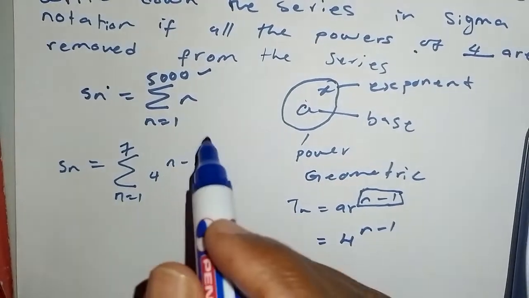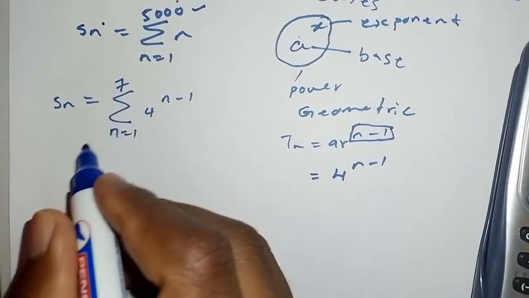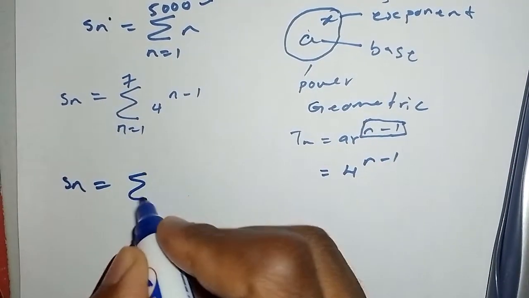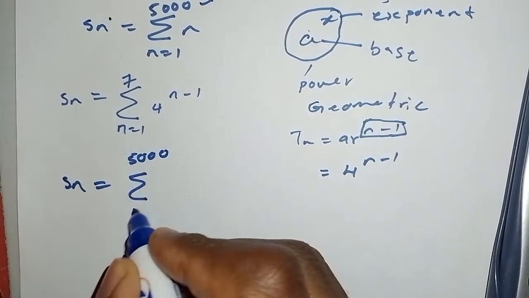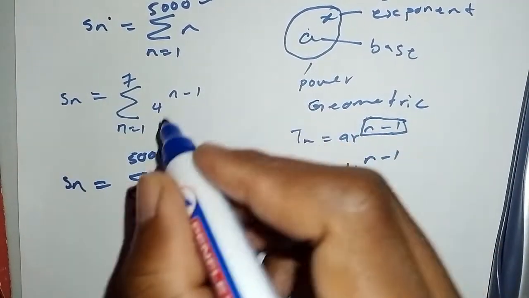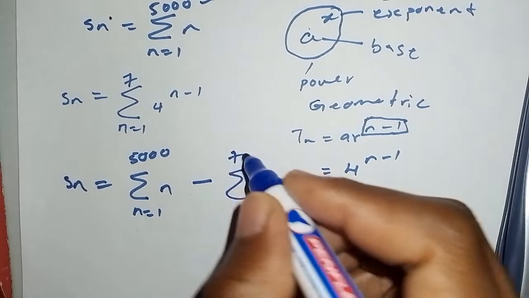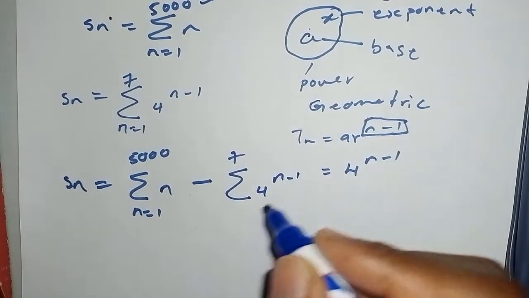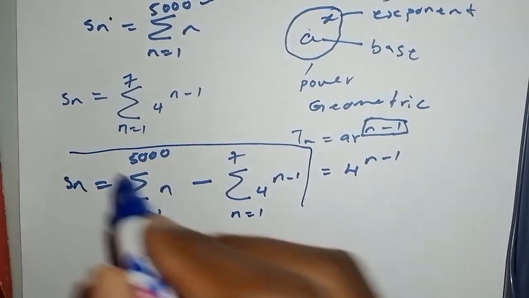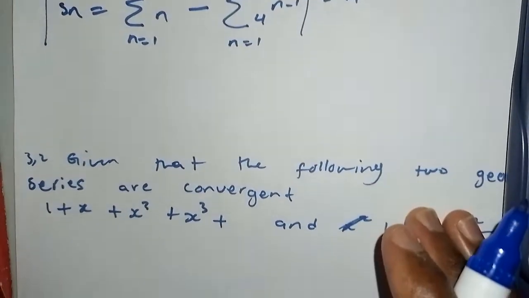Now they said all the powers of 4 should be removed. So when I write it in terms of sigma notation, I'm going to say Sn is equal to the original one, which goes up to 5,000, with n starting at 1, and that is my n. We subtract all the powers of 4. Then we're going to have sigma to 7 of 4 to the power n minus 1, with n starting at 1. This is my solution. I hope you understand. Okay, now let's go to the next question.